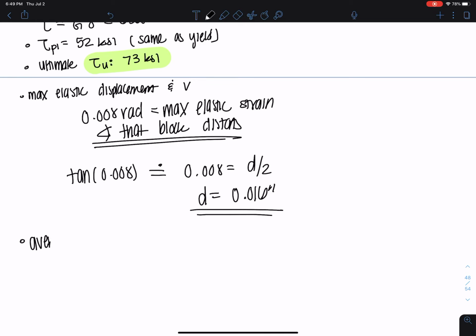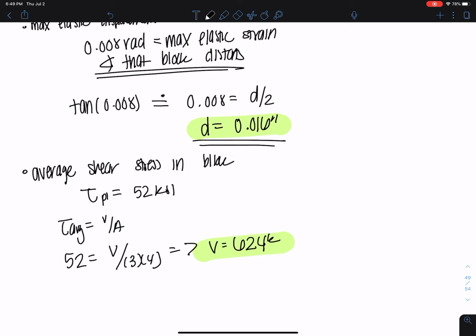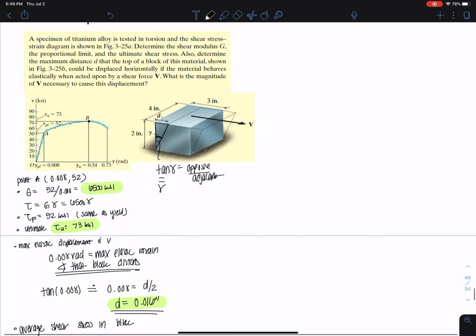Now, average shear stress in the block. So we have our tau for yield or plastic limit, which is 52 ksi. And our tau average is equal to V over A. So the max V we can have for the elastic region would be 52 times the area, which is 3 times 4, and we get a V of 624 kips. And that's it. So we basically used this diagram to give us all of the answers and the information that we needed for this.